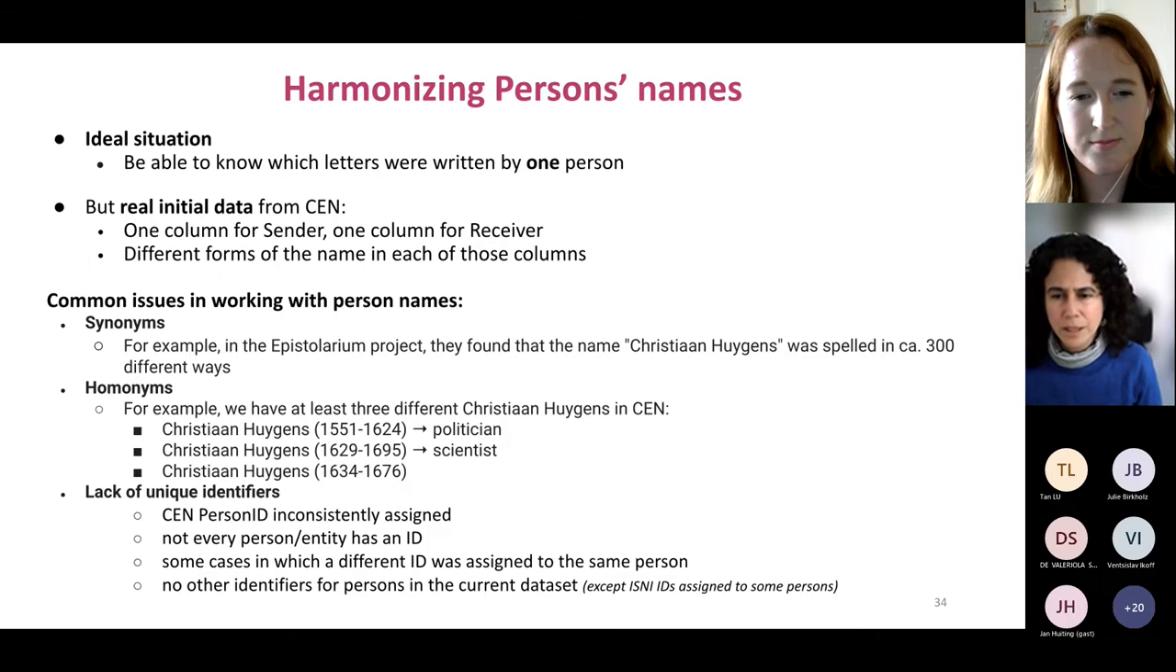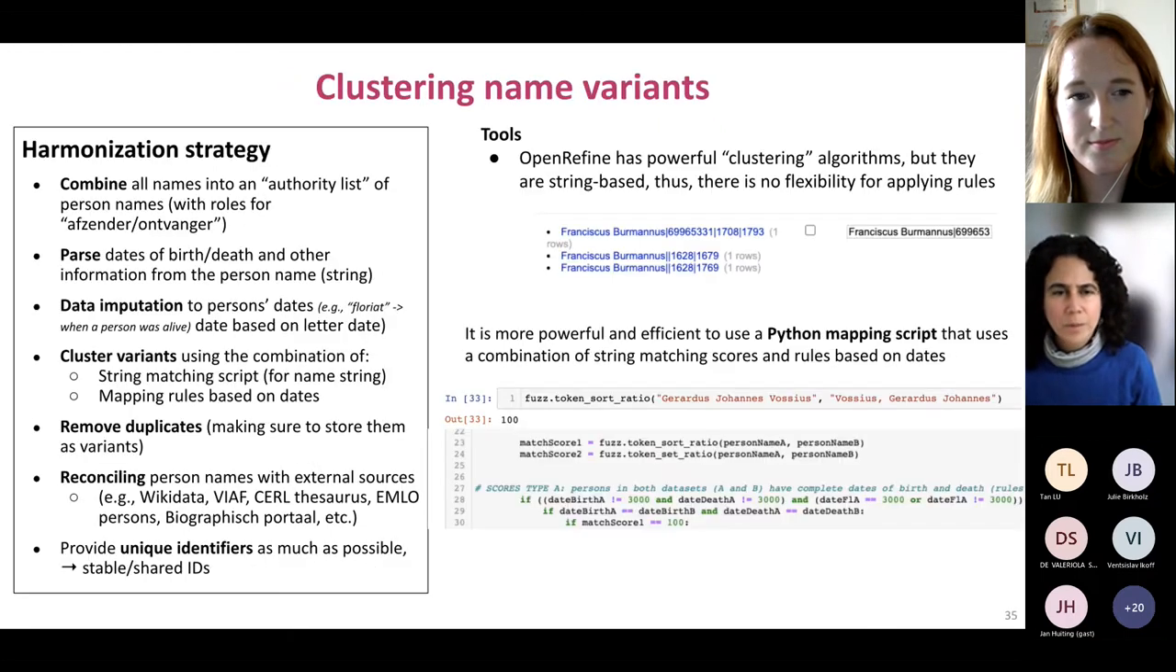So the first task of the data cleaner was to combine all these names into a sort of authority list. So not sender, receiver, but just names, and then, of course, keep the role if it was sender or receiver, then parse any other information that was not the name string, for instance, the date of birth, the date of death, also if there were name variants, sometimes added in parentheses. Then do some data imputation, as I mentioned: based on the letter year, we could say a person was active in this year, and then use these years for mappings. And then cluster variants, that is still ongoing.